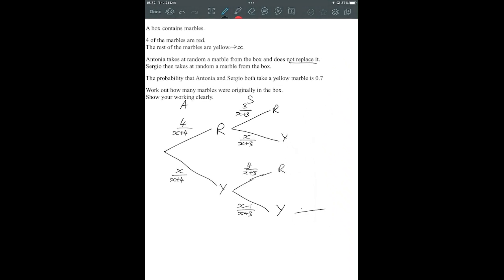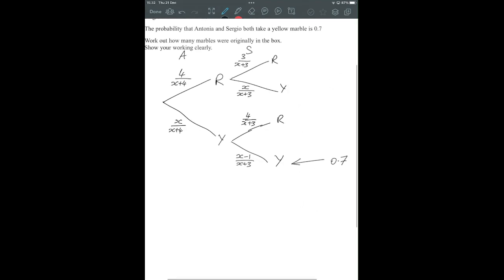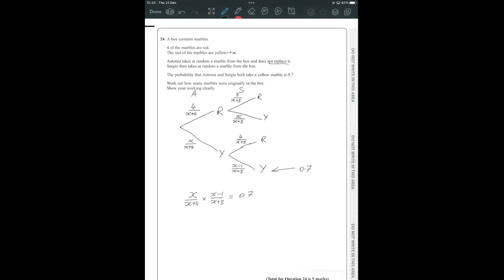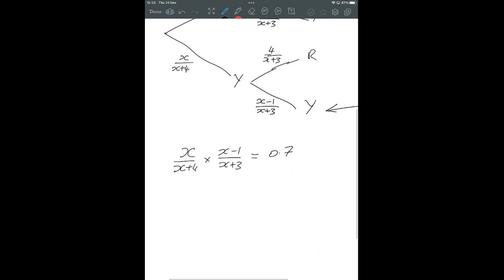We've been told that the probability they both take a yellow is 0.7. Well, that's what gives me my equation. X over X plus 4 multiplied by X minus 1 over X plus 3, because I multiply across my tree, is 0.7. That's my equation I need to try and solve. Well, I'm going to clear up the denominators first. I'm imagining that as 7 over 10, so I'm going to multiply up by 10, combine the numerators on that side, and I'm also going to multiply up by the denominators of the left, so they appear on the right.